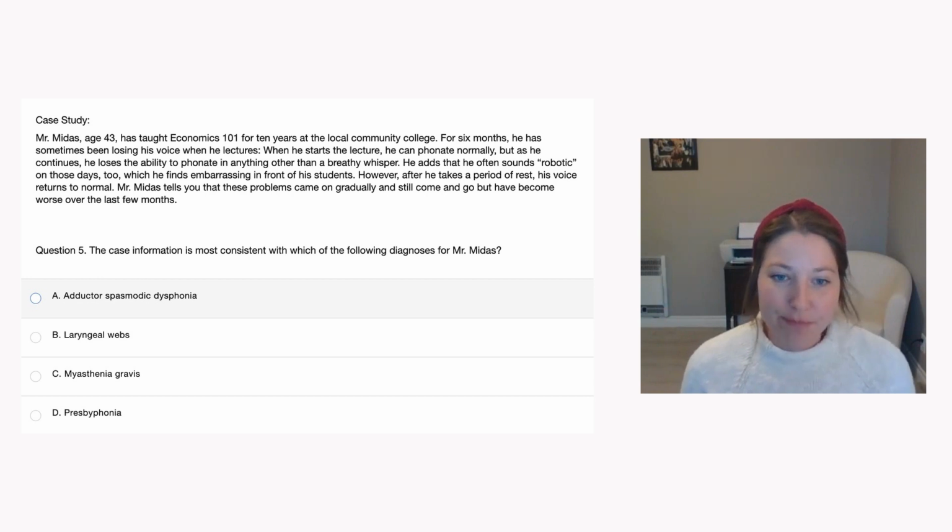Answer D, presbyphonia. That's age-related changes in the vocal folds that result in voice changes.